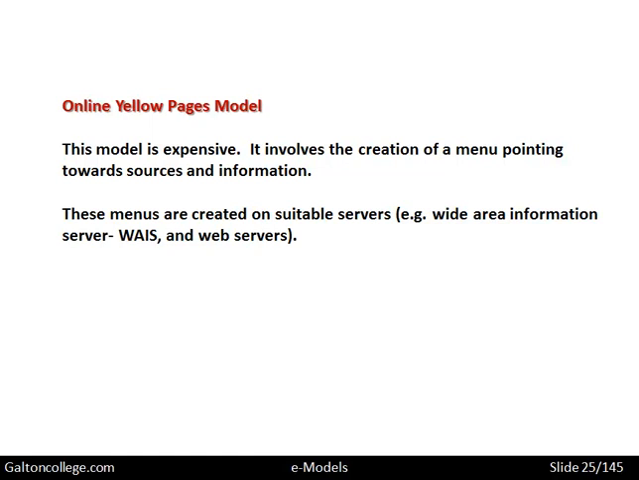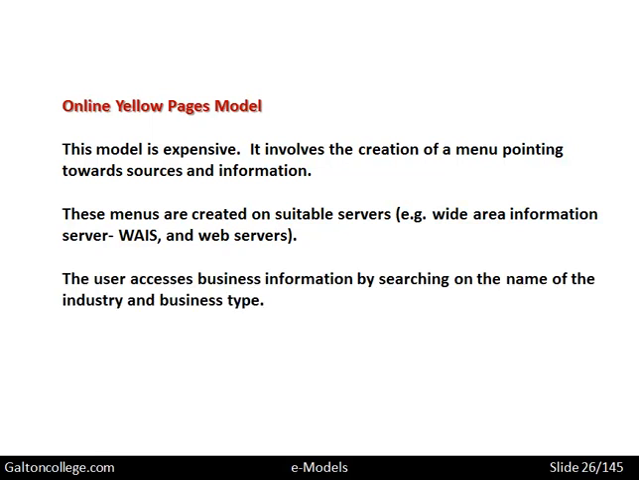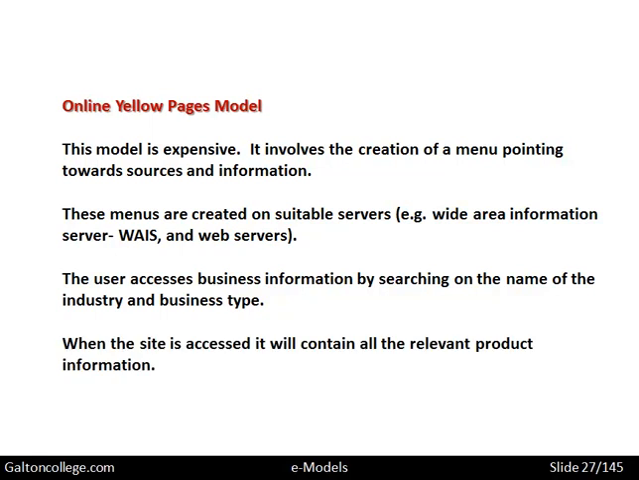They use specialist servers, wide area information servers, and different web servers to try and promote this form of business, promote their site, the Yellow Pages site. The users access the site and then search for a particular product or search for a company or whatever, and are able to use the facilities of the site to try and get the information they want. So it's an online Yellow Pages.